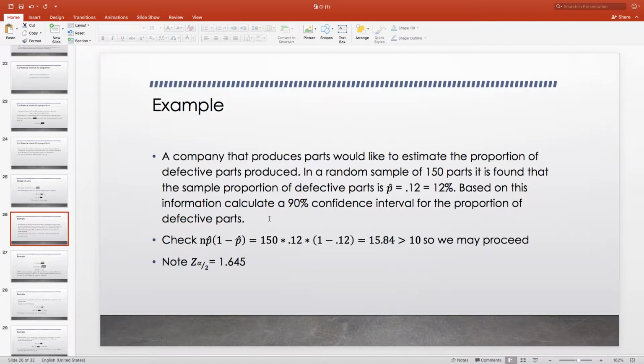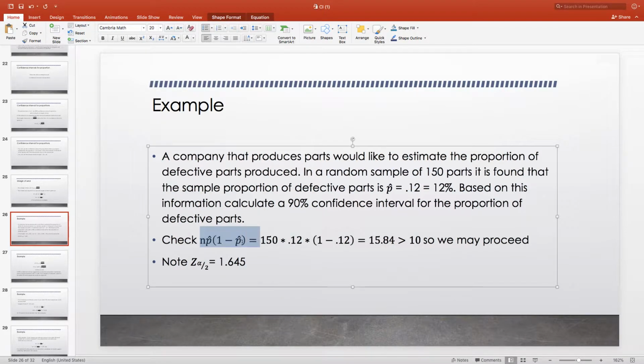So let's go ahead and do an example. We have a company that produces parts, and it wants to estimate the proportion of defective parts produced. So they collect a random sample of 150 parts, and it's found that the sample proportion is 12%. Based on this information, we're going to calculate a 90% confidence interval for the proportion of defective parts. First, we check that n times p hat times 1 minus p hat is bigger than 10. When we do that, we get about 15.84, so we're good. We can go ahead and proceed.